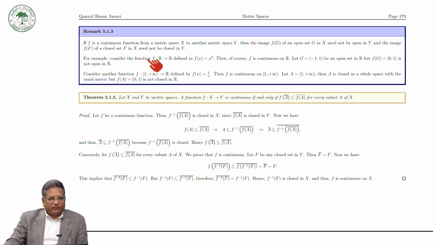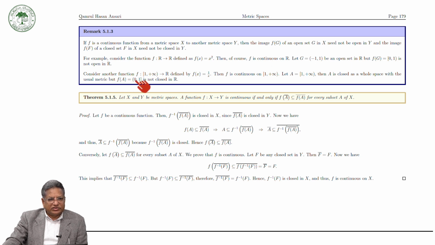Okay, so we can consider a function f from R to R defined as f of x is equal to x square. Then of course this function is continuous. Now consider G equal to the open set (-1, 1) in R, and we will see that f of G is equal to the interval [0, 1), and this set is not open in R. So if the function is continuous, then the image of an open set need not be open.